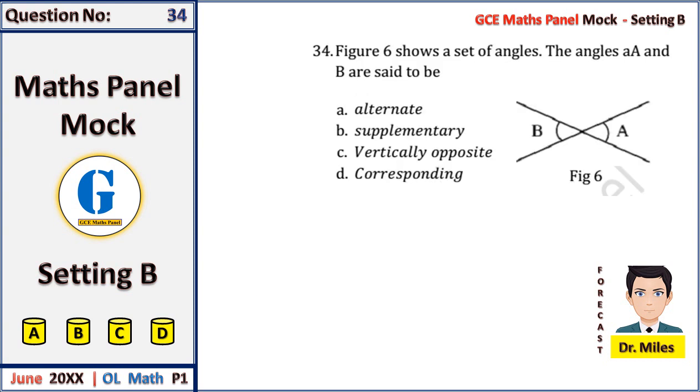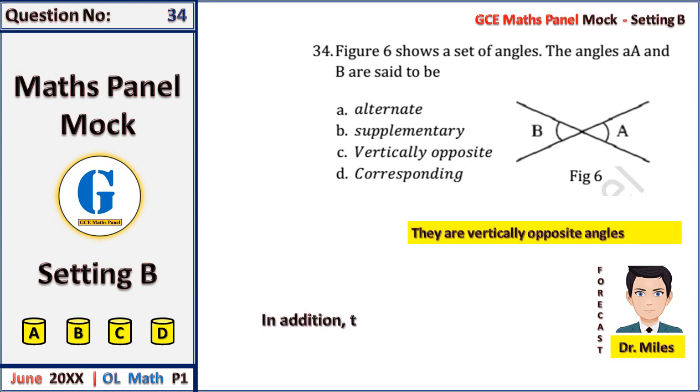34. Figure 6 shows a set of angles. The angles A and B are said to be vertically opposite angles, angles that are facing each other and formed by the intersection of two lines. So actually they're equal as well.